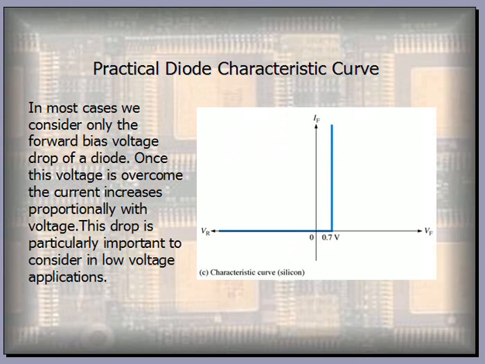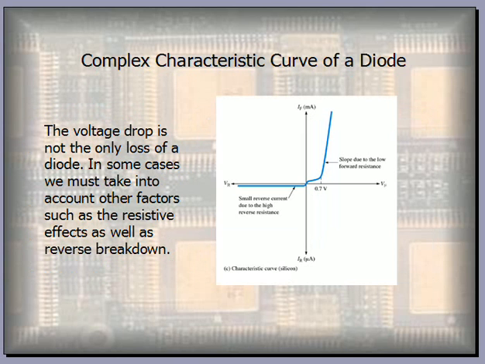In most cases, we consider only the forward bias voltage drop of a diode. Once this voltage is overcome, the current will increase proportionally with voltage. This drop is particularly important to consider in low voltage applications. The voltage drop is not the only loss of a diode. In some cases, we must take into account other factors such as the resistive effects as well as the reverse breakdown.